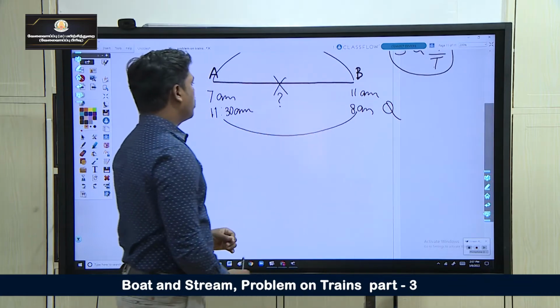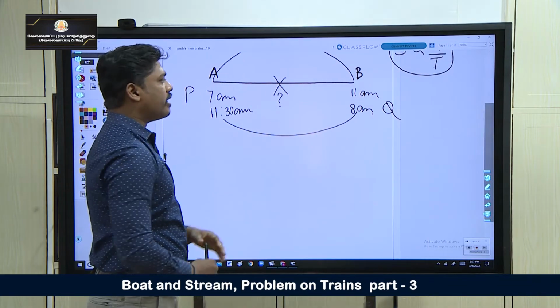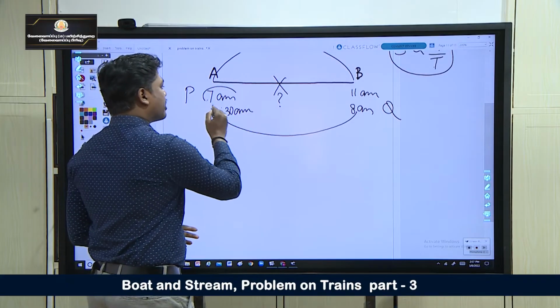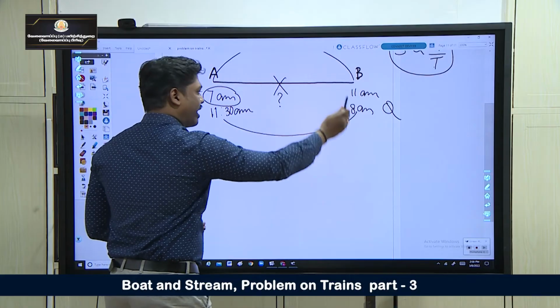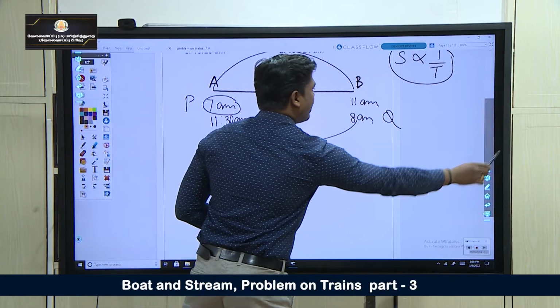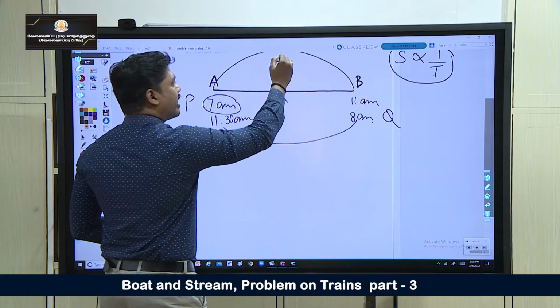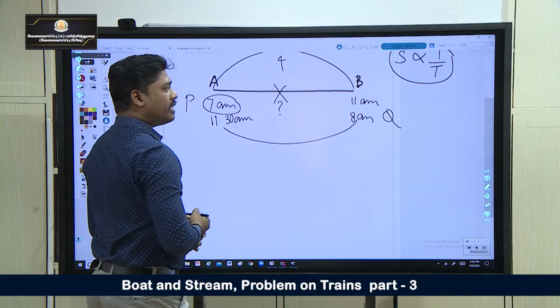So look here, two stations A and B. P starts at 7 a.m. and reaches at 11 a.m. So how many hours has it taken? 7, 8, 9, 10, 11. It has taken 4 hours to reach B.